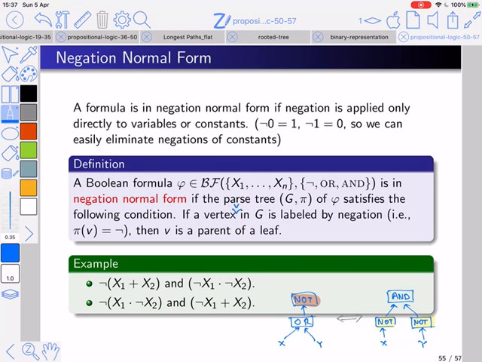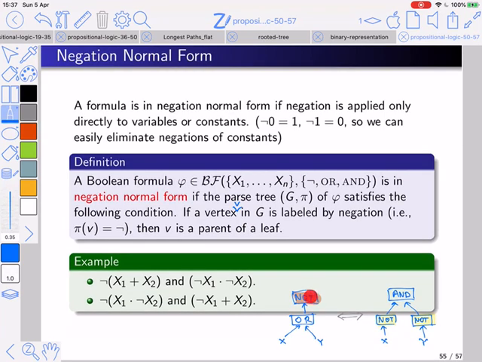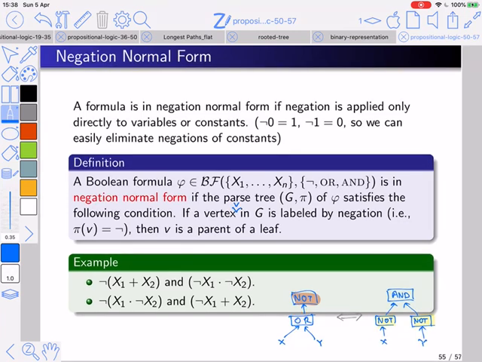Let's see two examples. This is one example, not of the OR of x, y. The second example is AND of the not of x, not of y. So we know that these two Boolean formulas are logically equivalent by the De Morgan tautology. But look, here the not is applied to an OR. Therefore, this formula is not in NNF, not in negation normal form. Whereas here, the negation is applied to a variable, a leaf, and here it is again applied to a leaf. So this is in NNF.